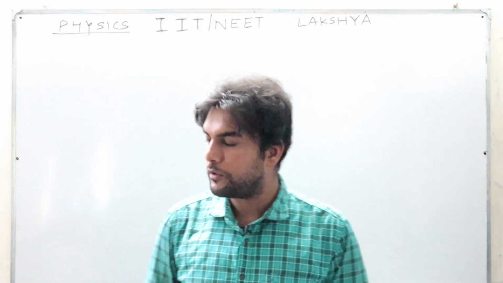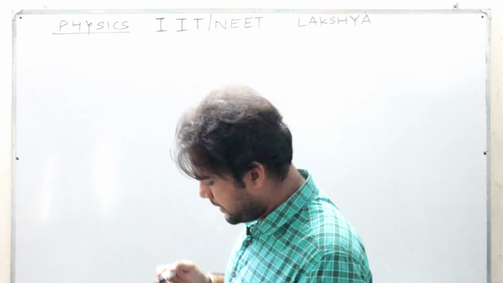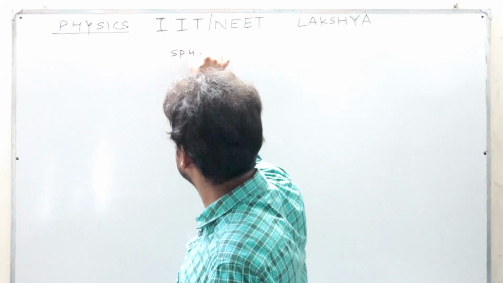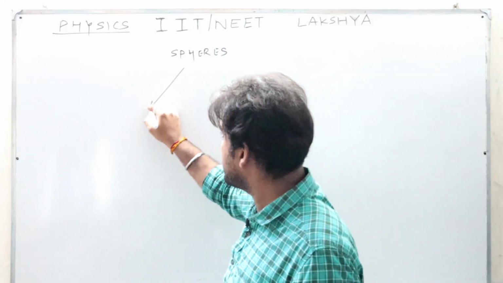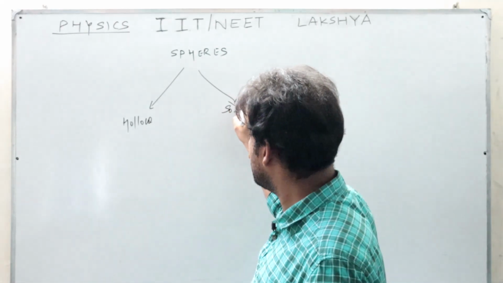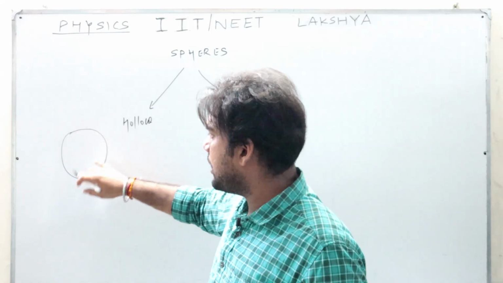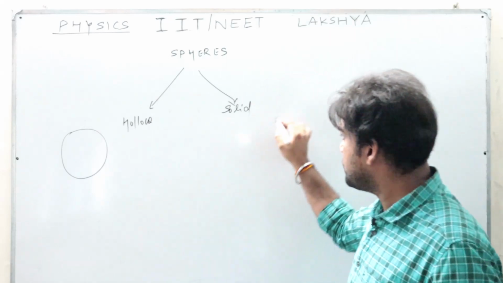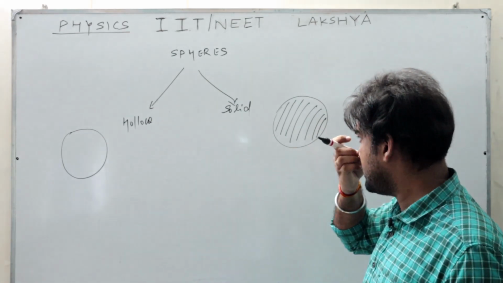So let us continue with potential due to charged spheres. If you see spheres, already in electric field also I have discussed that we are dividing spheres into two cases. We can call them hollow spheres and solid spheres. Hollow means inside there is nothing. Whatever charge is there will be distributed only on the surface, whereas solid sphere means that it is filled with material.